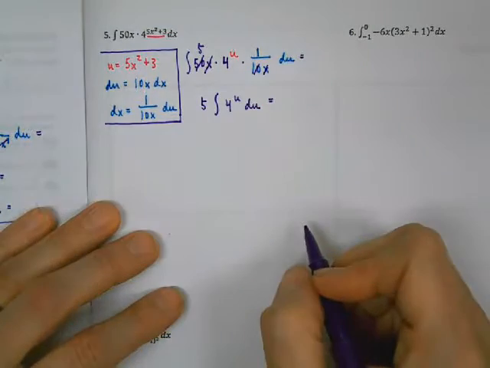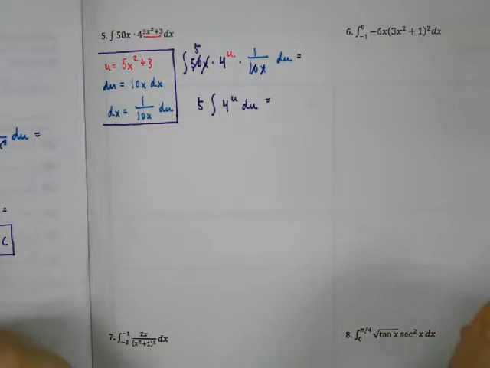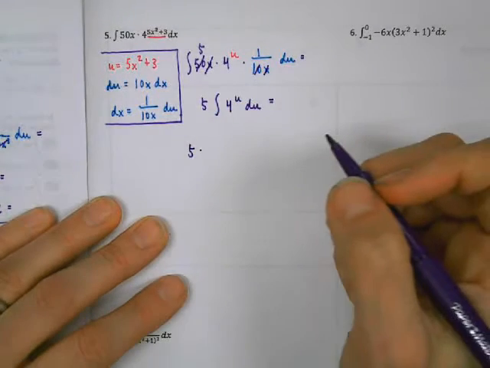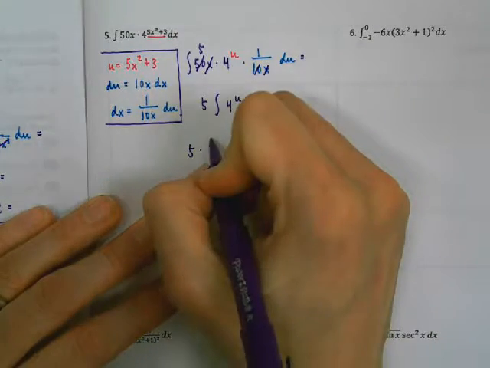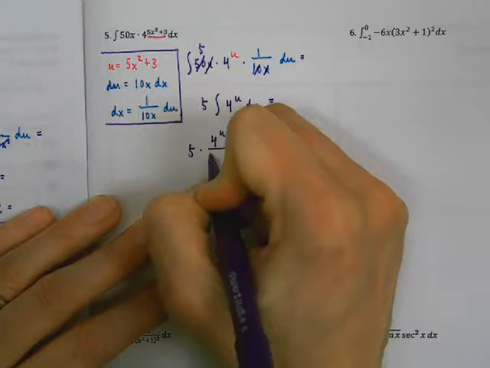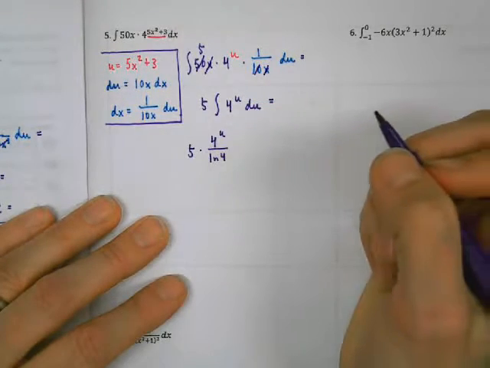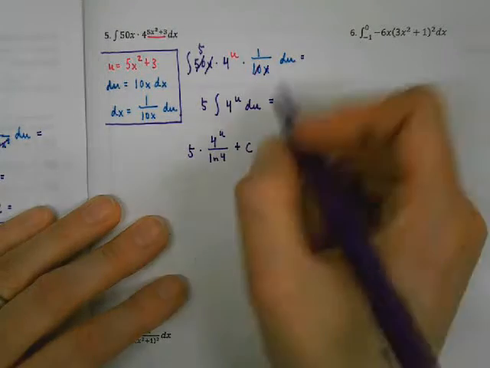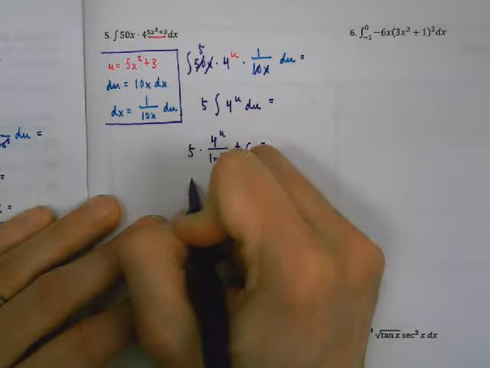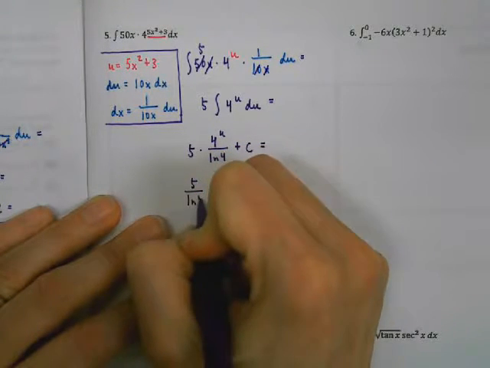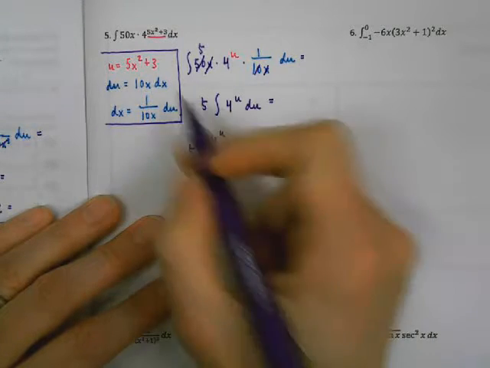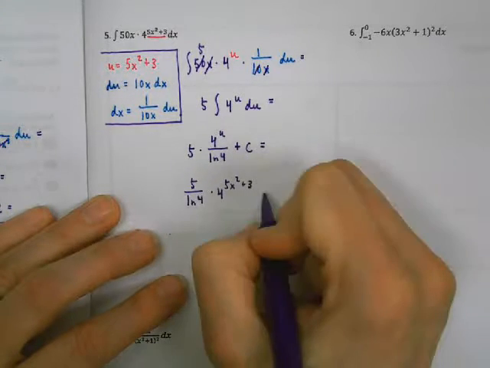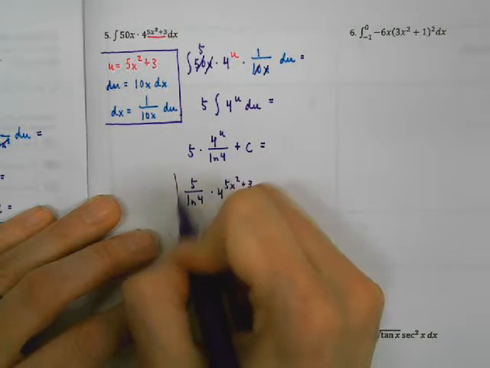So now I have to be careful when I'm antidifferentiating, and here's where you really just need to know your antiderivatives. This is going to give me 5 times, now, my antiderivative is going to be 4 to the u over the natural log of 4 plus c. I'm just going to put my constants together. So 5 over the natural log of 4 times 4 to the 5x squared plus 3, and then plus c is my antiderivative.